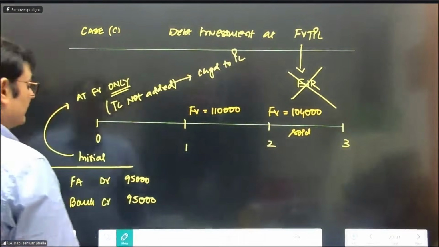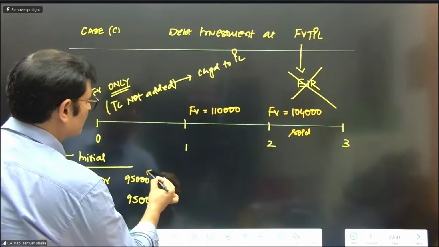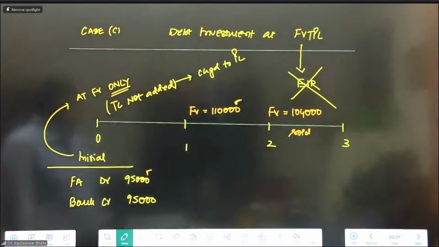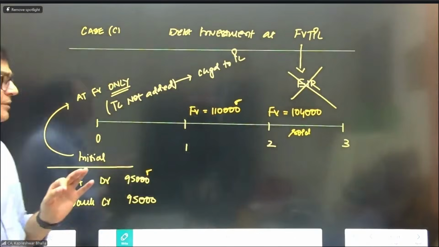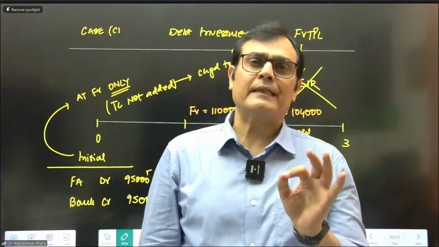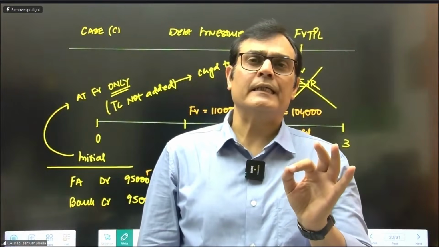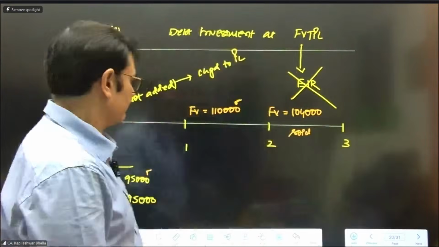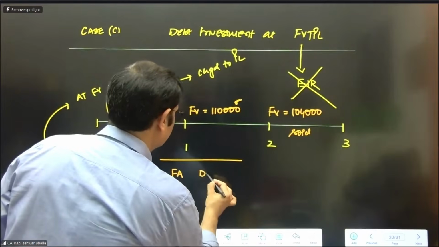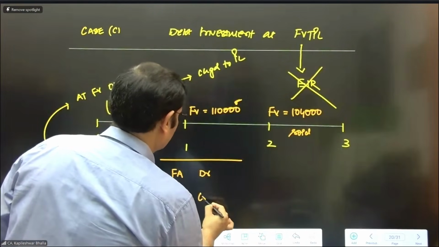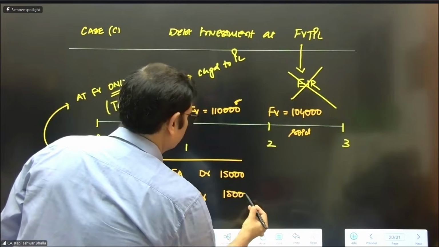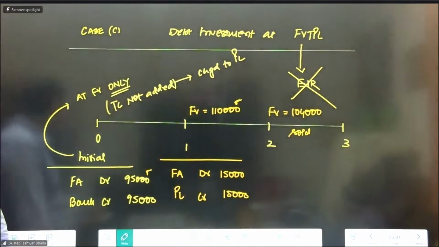So in this particular case, your investment was 95,000 and the fair value became 1,10,000. So can I say there is an increase in the fair value, 95 to 110, a 15,000 gain that goes in the P&L. So we put the entry, financial asset gets a debit, profit and loss gets a credit. The gain, that is the fair value change, is taken in the P&L.